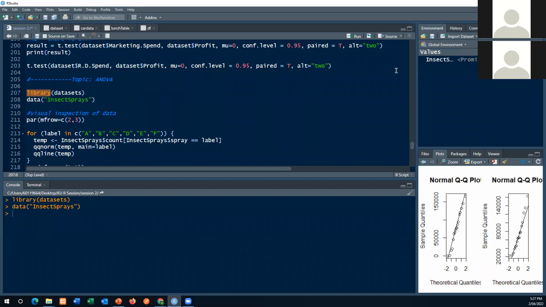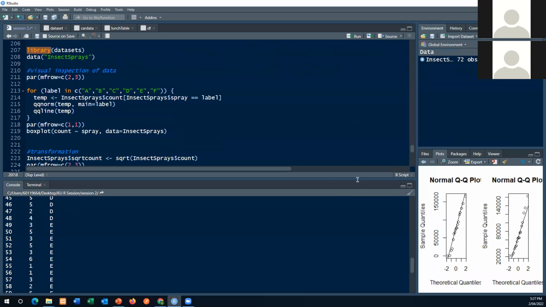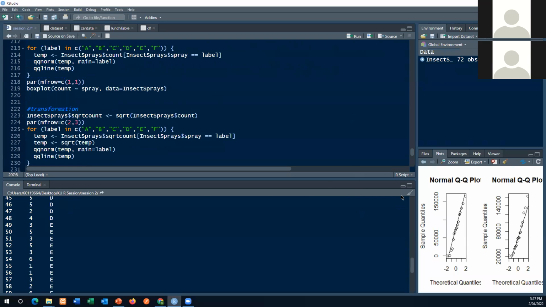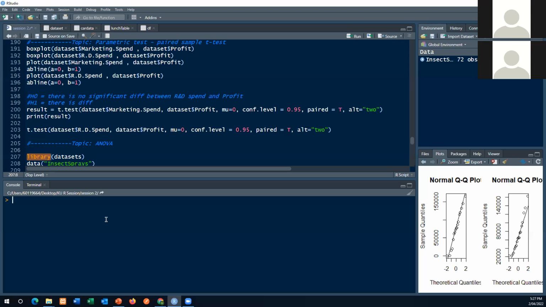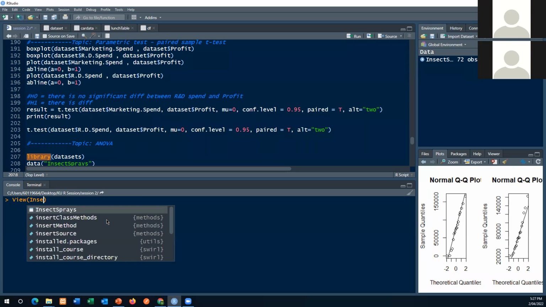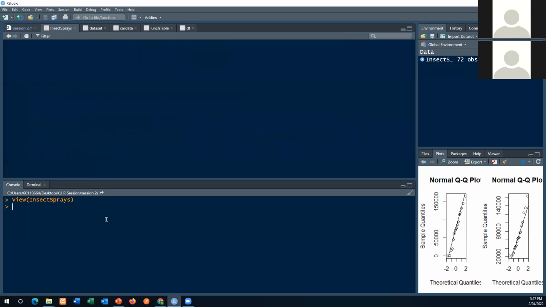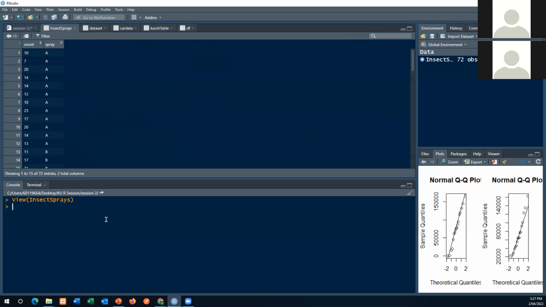Now if you want to see what the data itself looks like, this is not actually a good way of seeing it. You can use a command like View, capital V-I-E-W, and then if you put the data set InsectSprays, you can view it in a table format here.